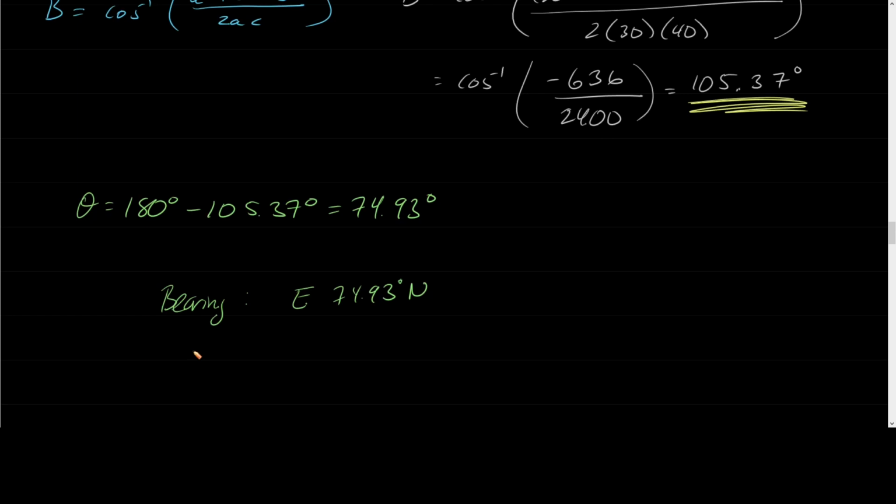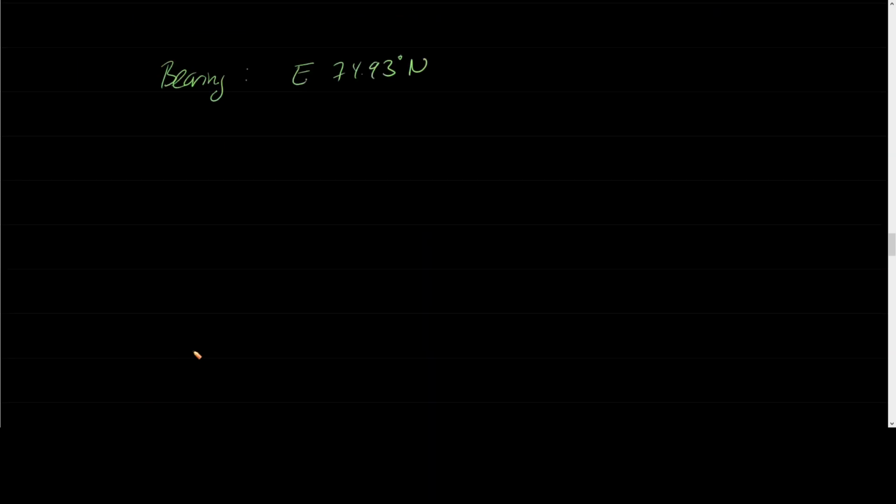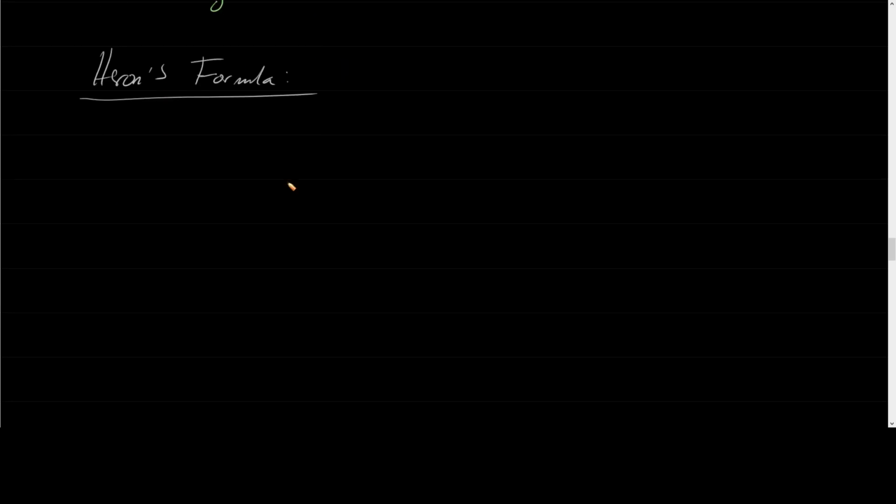Let's talk about something called Heron's formula. Heron's formula is a formula for the area of a triangle, for any triangle. In the last section, we spoke about how to find the area of a triangle if you're given some angle, of any oblique triangle. In this case, we're going to talk about finding the area of a triangle by only knowing the lengths of its sides.